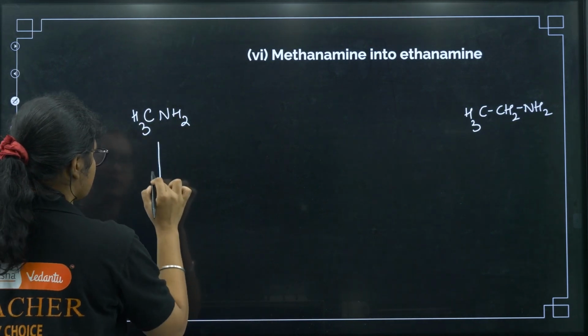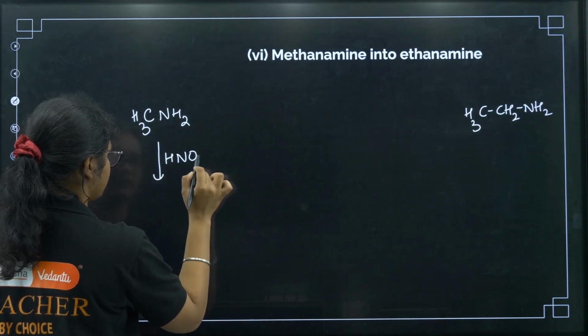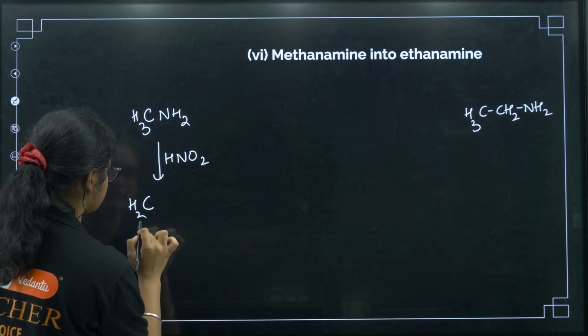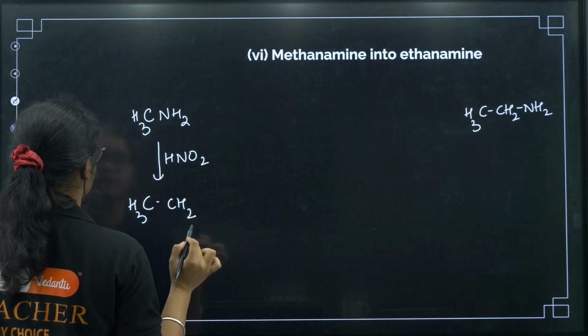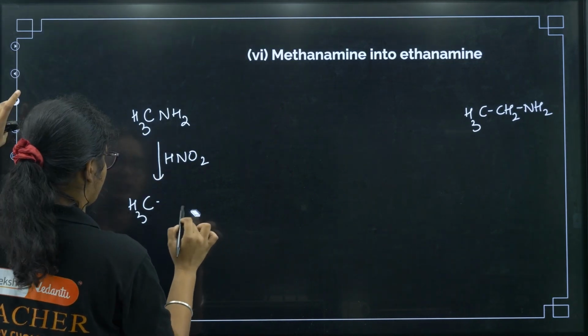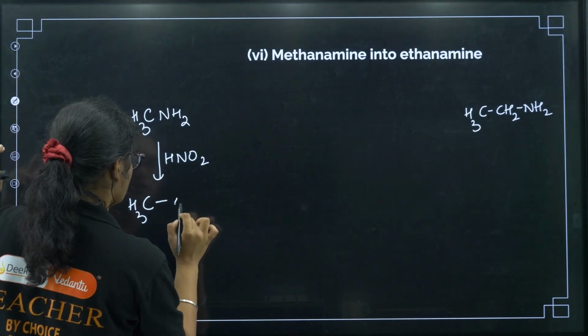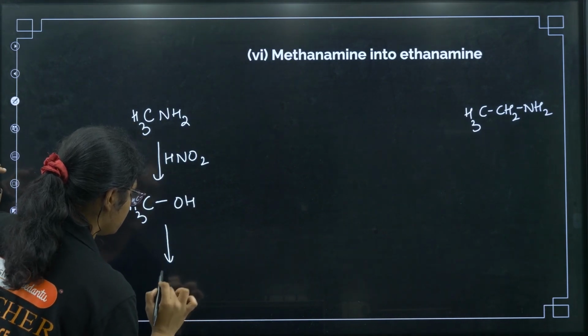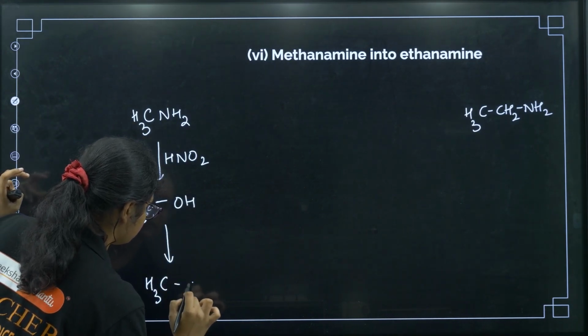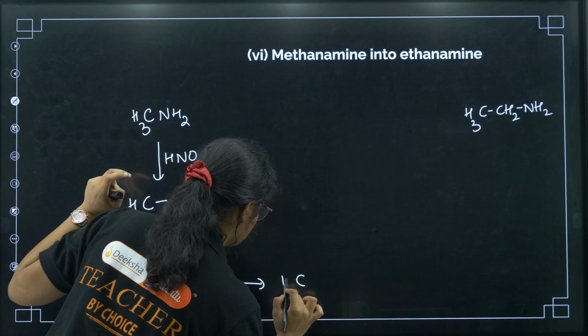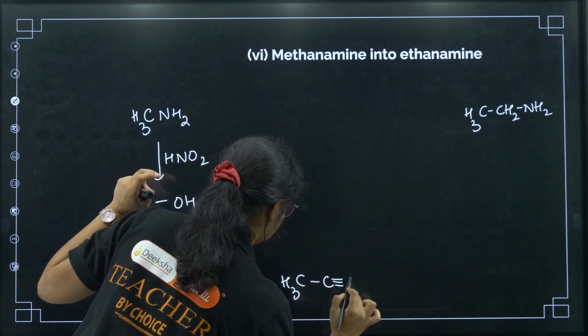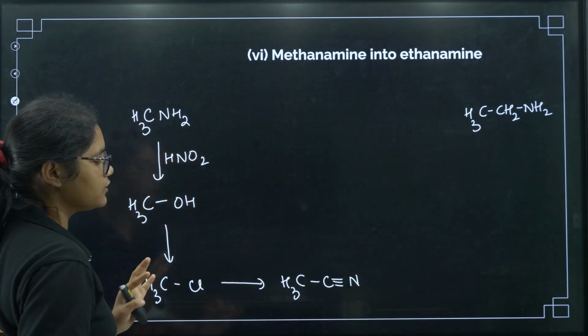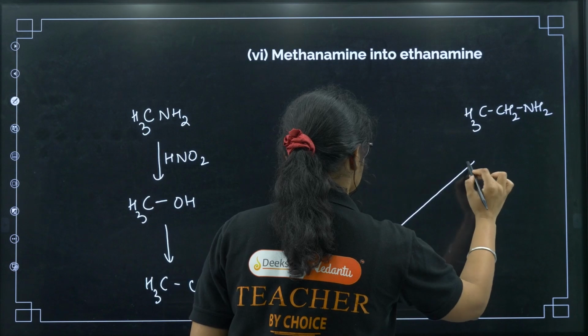So first what we'll do, convert it into alcohol. Nitrous acid, if you use, you will get CH3OH. Now once you got this one, convert it into CH3Cl, then convert it into CH3C triple bond N. Once we have got this one, then we need to convert to this one, right?